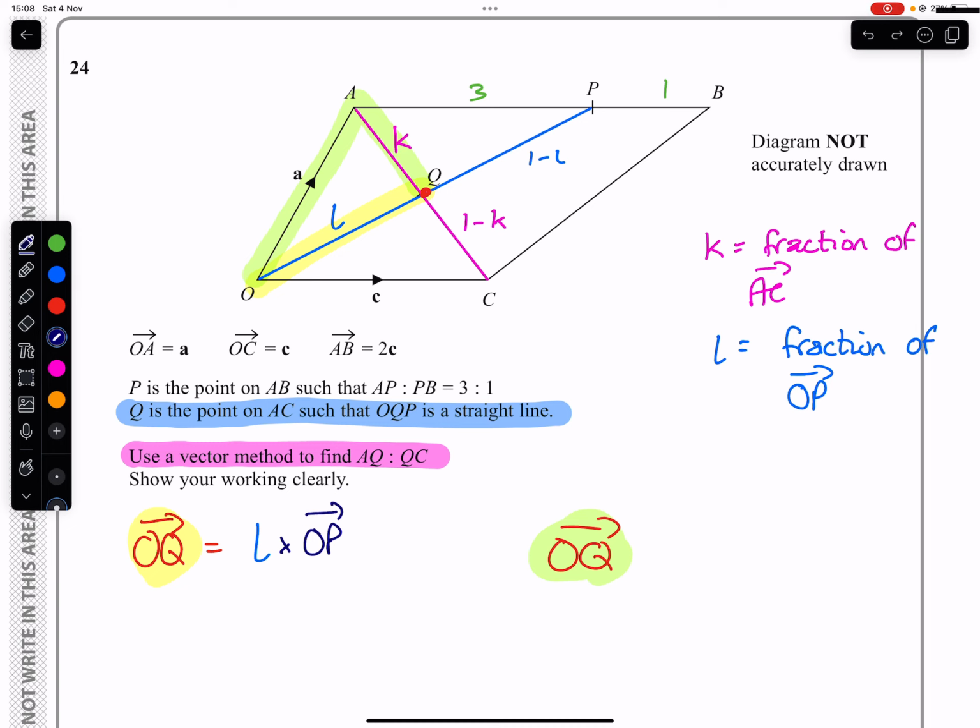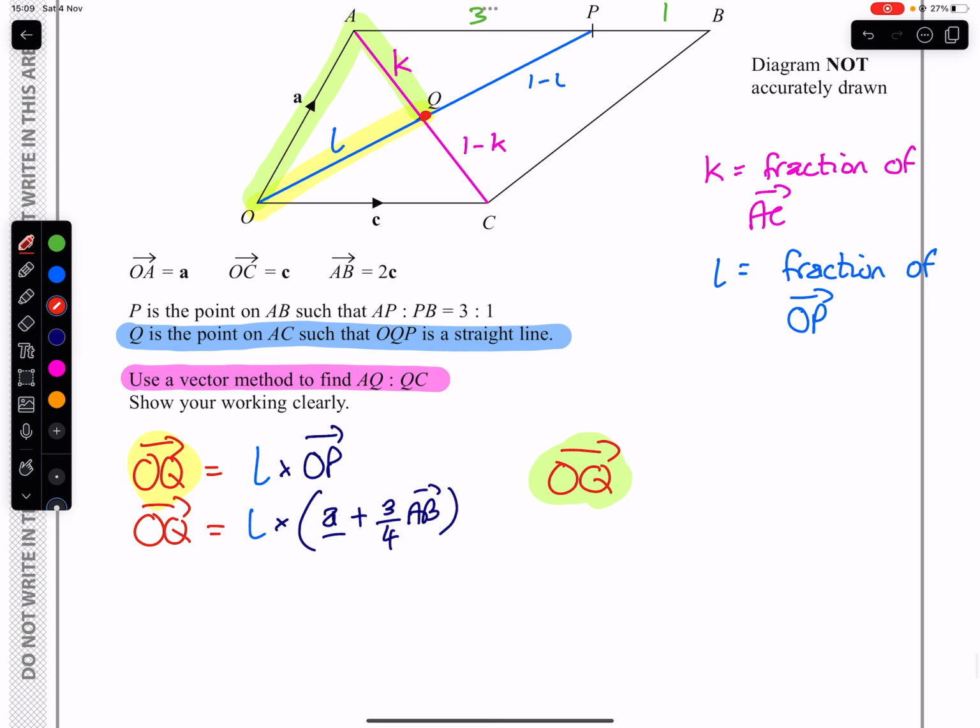So to go from O to P, we have up to A, and then this 3 along to get to P. So our next line here, and you can do this separately if you want, or you can keep it all together like what I'm doing here. O to P will involve the vector A, plus it's going to involve 3/4 of A to B. And A to B is 2C.